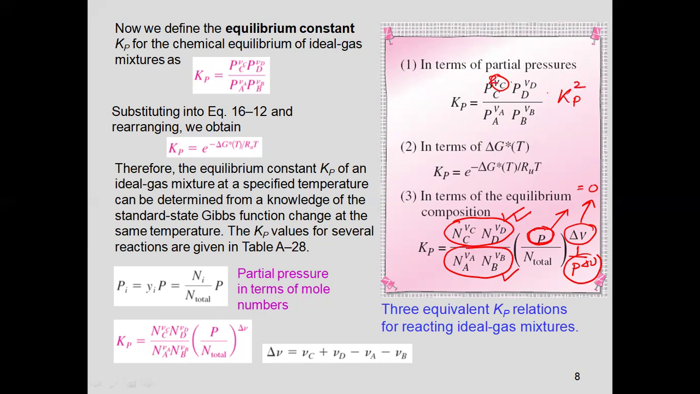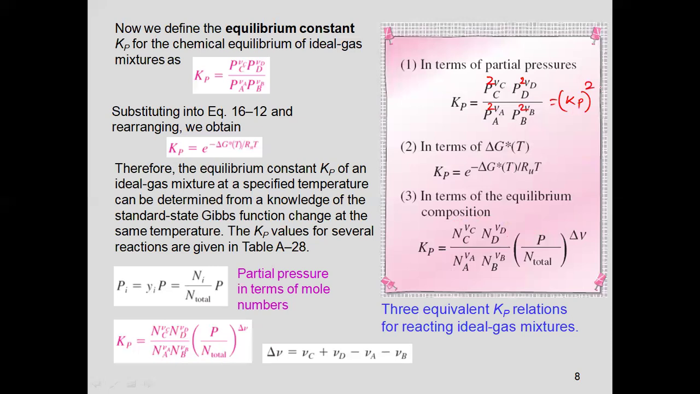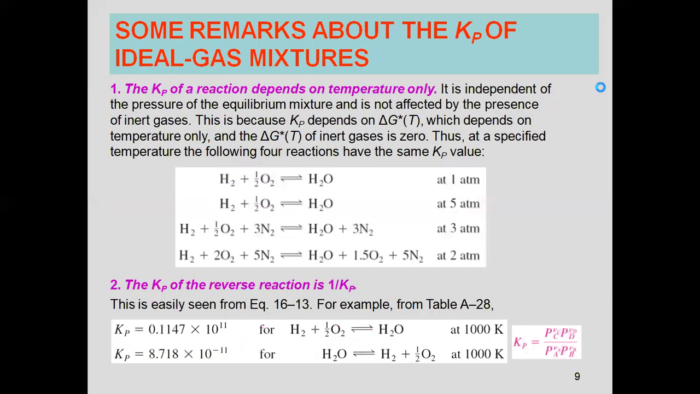So if you just make these all 2, Kp will become Kp square. Like this. So here it will become Kp square. Okay. Next.